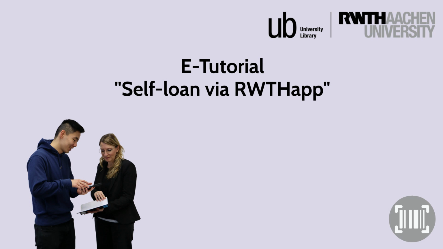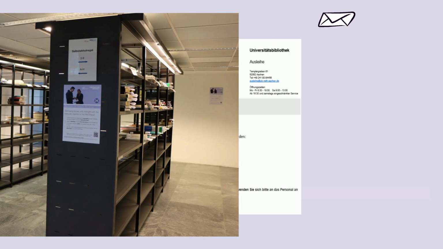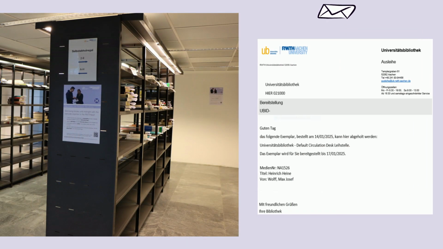In this video, we show you how to borrow books using the barcode scanner in the RWTH app. You ordered books via Catalog Plus and received the message that they are ready at the collection shelf. The collection shelf is located in the foyer of the central library in front of the counter on the left-hand side.